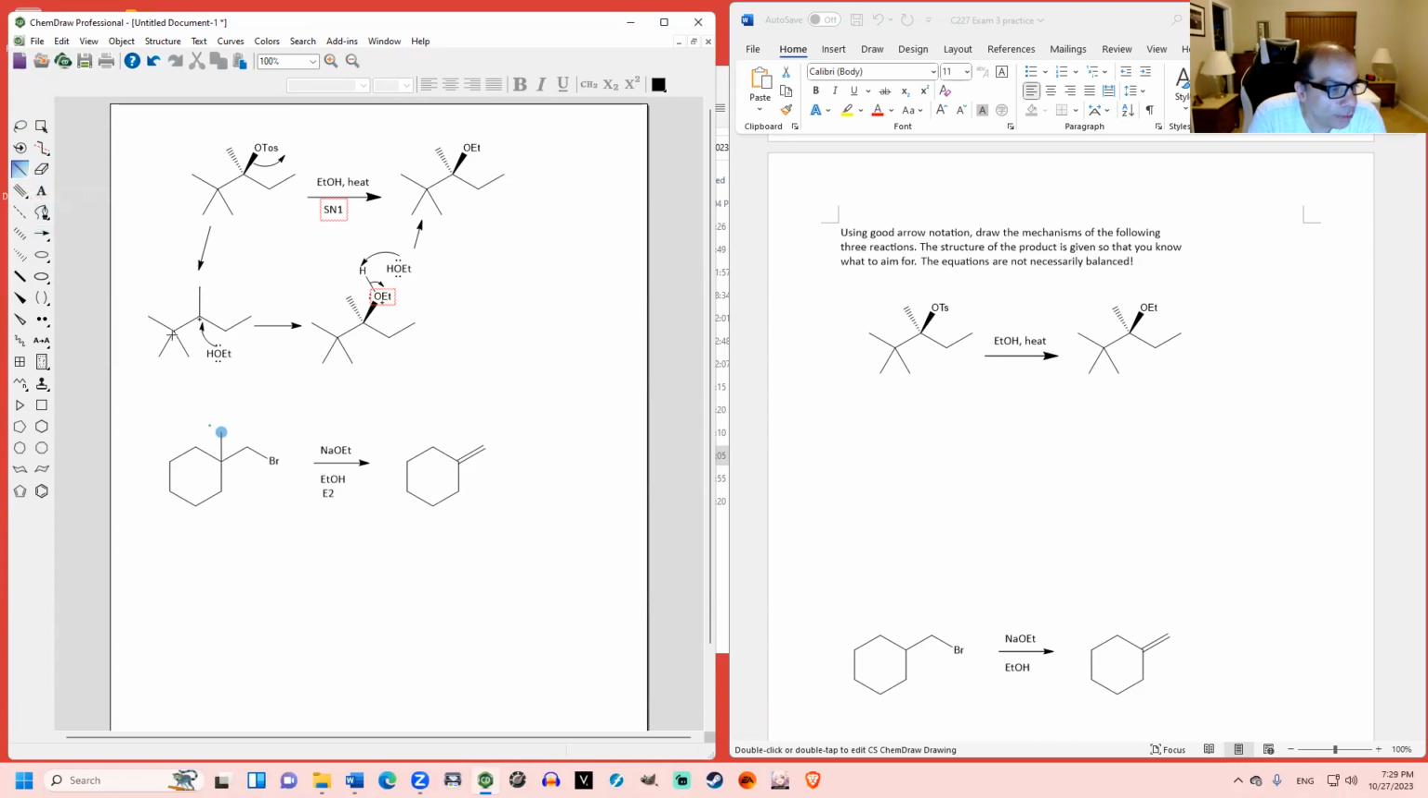And the correct mechanism for an E2 reaction has the base pulling off the beta proton. The base is ethoxide.